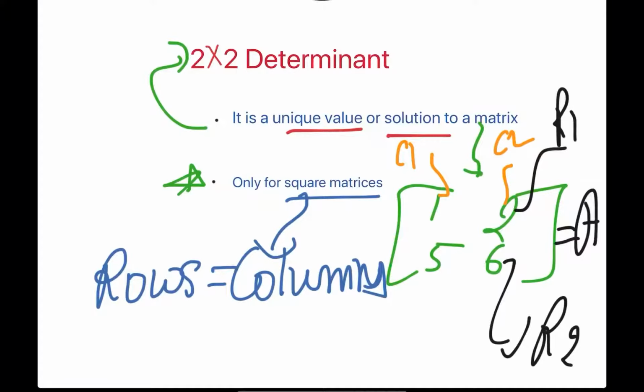Again, revising these 2 points: determinant gives us a value to a matrix so that we can find a useful application of a matrix. And secondly, it is only applicable for matrices whose rows and columns are the same, which is a square matrix. Today we will be doing how to evaluate a determinant for a 2 cross 2 square matrix. Okay, let's get started with the concept now.